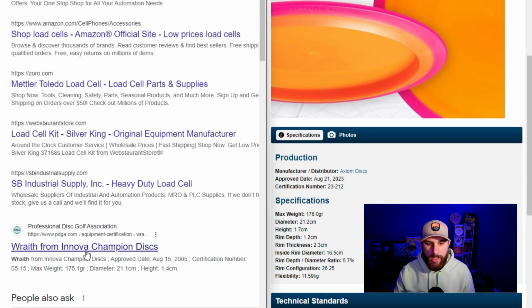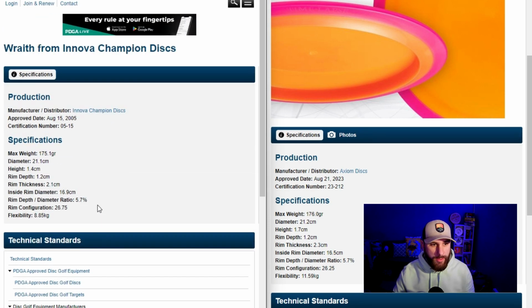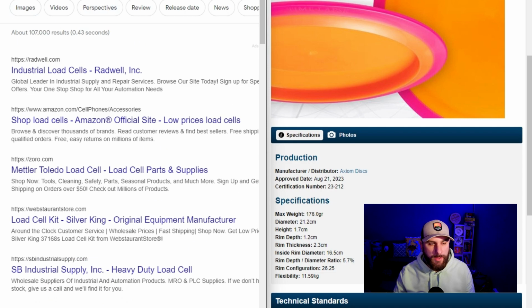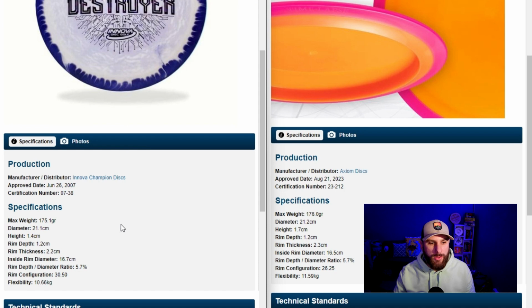We can look at the rim configuration on that one, right? And that is the rim sharpness. If you look at a Wraith, it's actually saying that it's sharper than a Destroyer, which is very fascinating to see. So you can play around and take a look at the rim configuration of different discs to see how that changes.